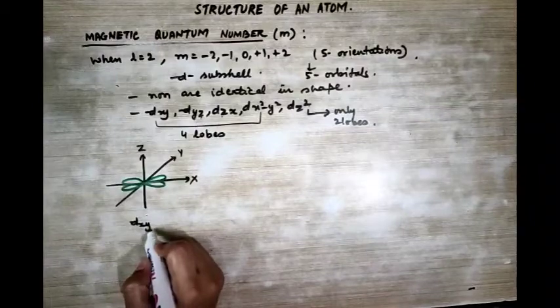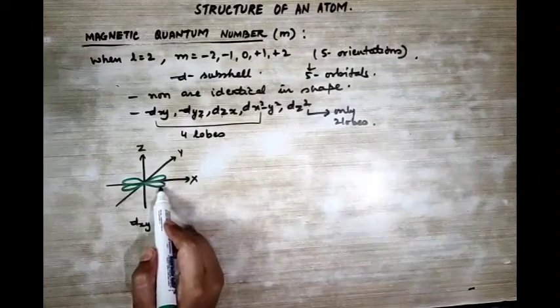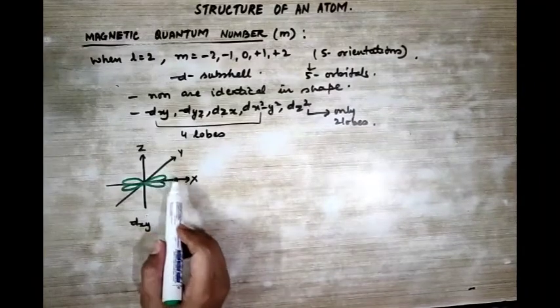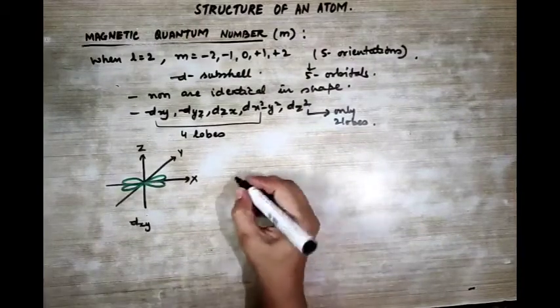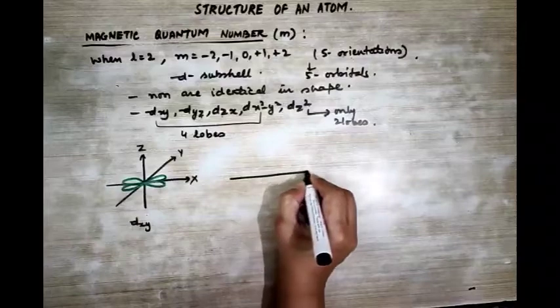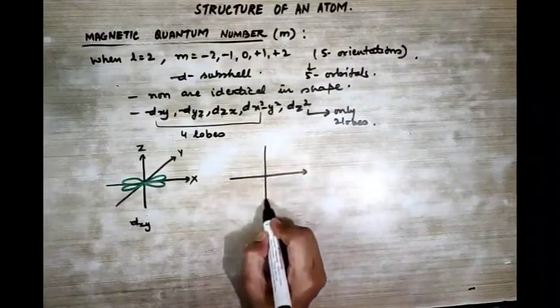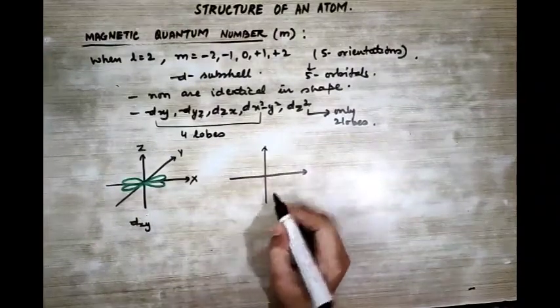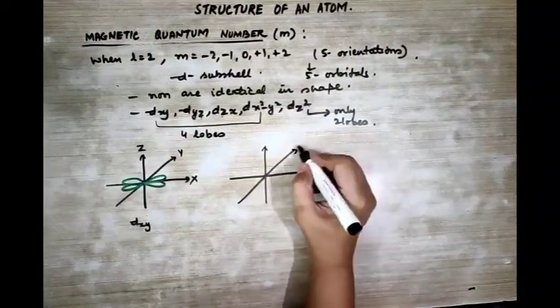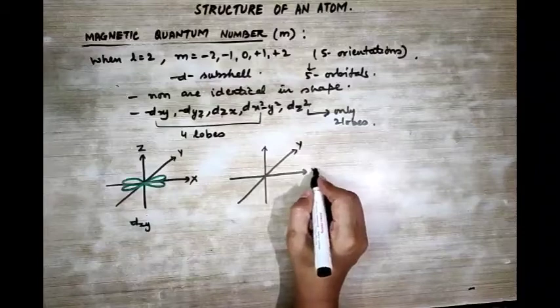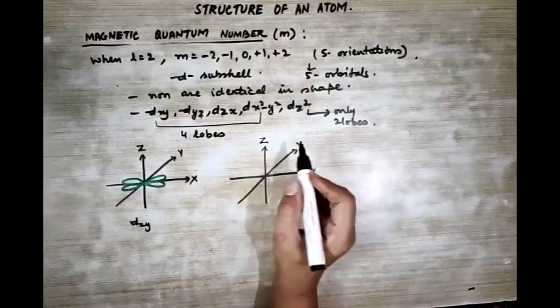So your dxy, where are the 2 dumbbells found? They are found between the x and y axis. Okay. Now let's see the second one. This is your y, x and z.